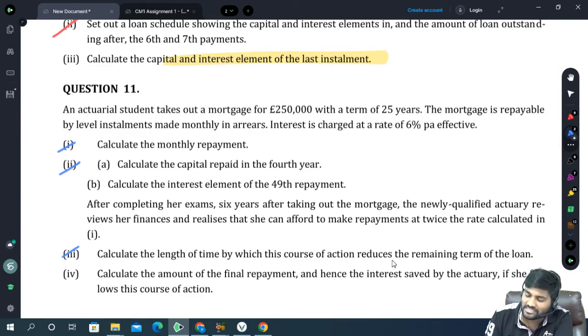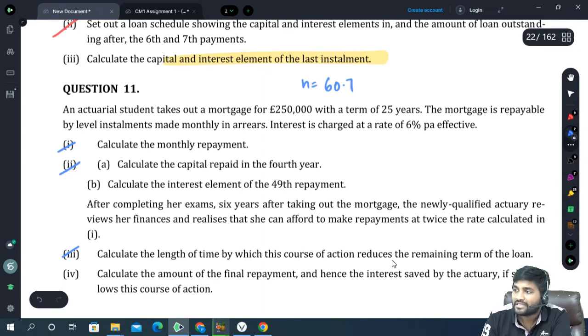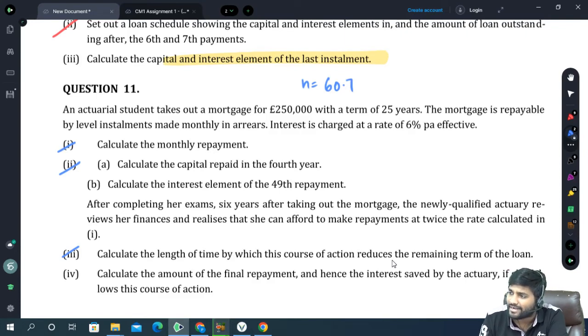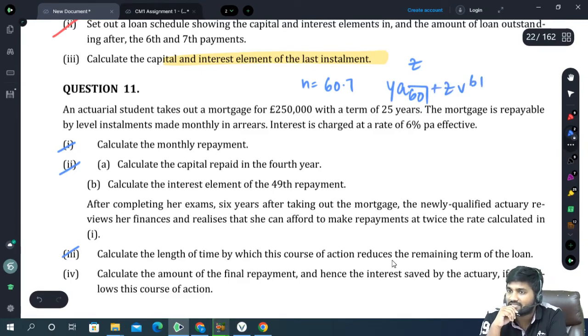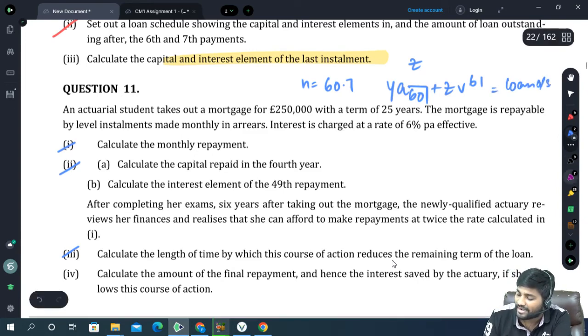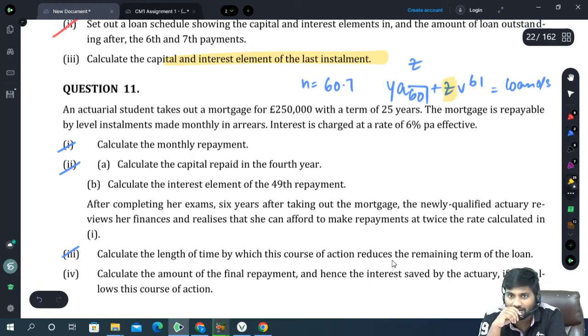Now suppose you get the value of n as, for example, 60.7. This means 61 payments are required: 60 full, and the 61st payment will be a little bit less than the original EMI. Now let the last residual payment be Z. So basically y was the level payment, so y a_60 plus Z v to the power 61 should be equal to the loan outstanding. From here you can get this Z. Clear? Solve and try.